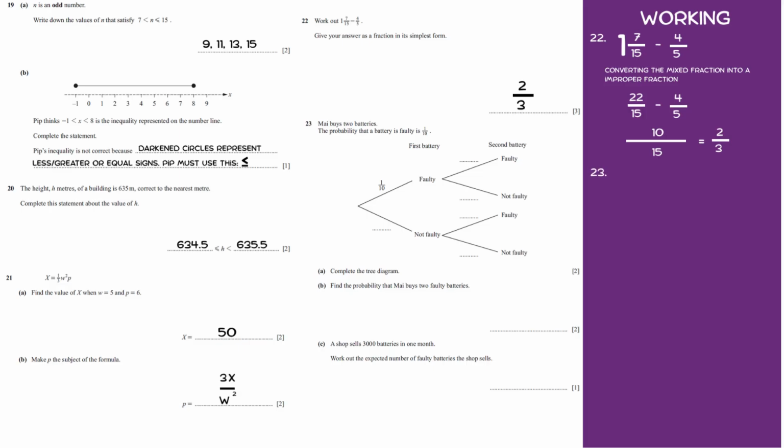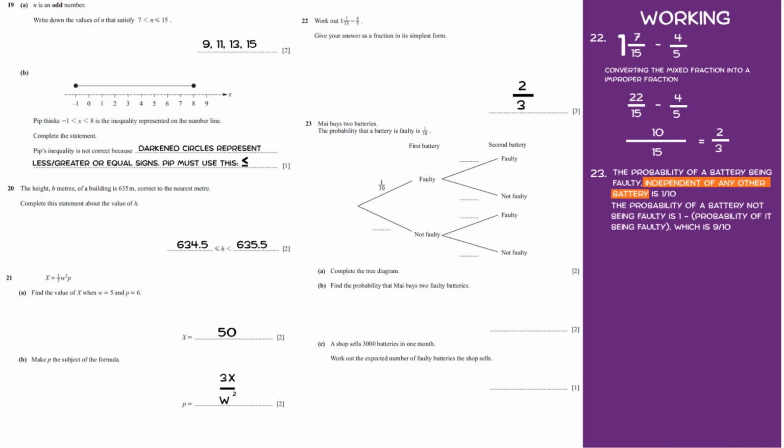In question 23, we are given a tree diagram and are asked to complete it. Firstly, what we must understand is that the probability of the battery being faulty, independent of any other battery, is 1 over 10. Secondly, since the total probability of an event must equal 1, then the probability of the battery not being faulty must be 1 minus 1/10, or 9/10. This is the same for all values on the second battery, as its faultiness is not dependent on the probability of the previous battery.